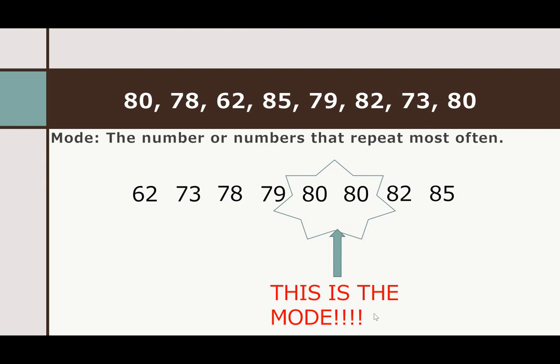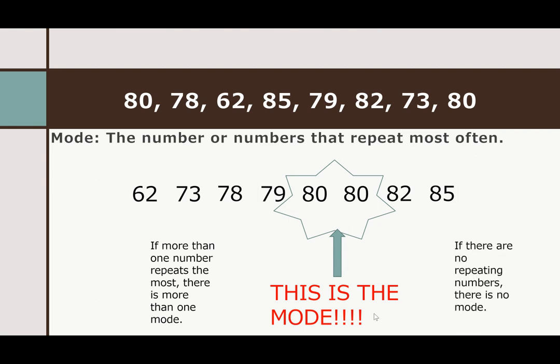Two things to keep in mind. The first is if more than one number in your data set repeats the most, if I had two 79s and two 80s, then I can have more than one mode. My mode would be the number or numbers that repeat the most often. Another thing to keep in mind is that if no numbers repeat in my data set, then I have no mode. There is no mode if none of the numbers repeat. So those are two important things to keep in mind about the mode.